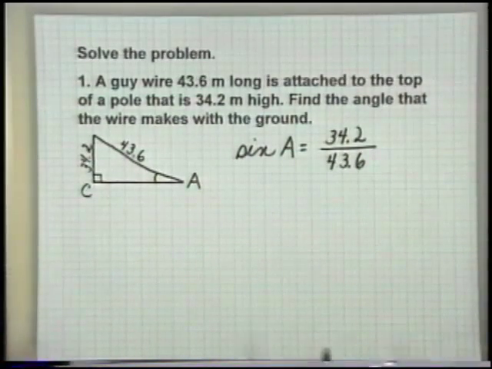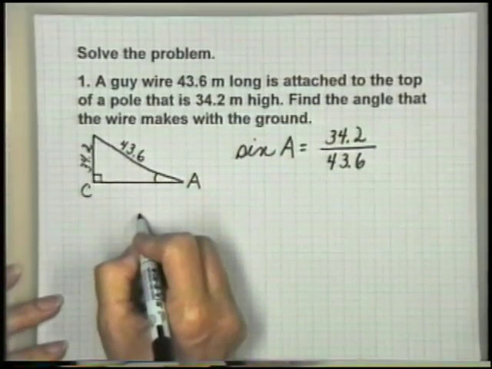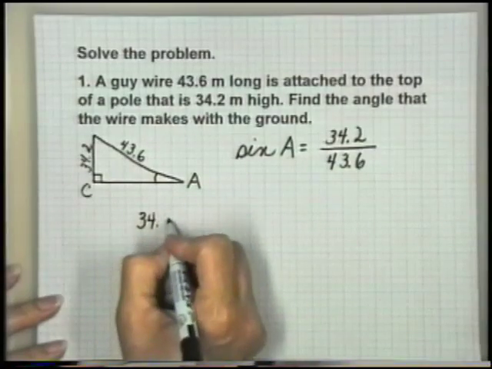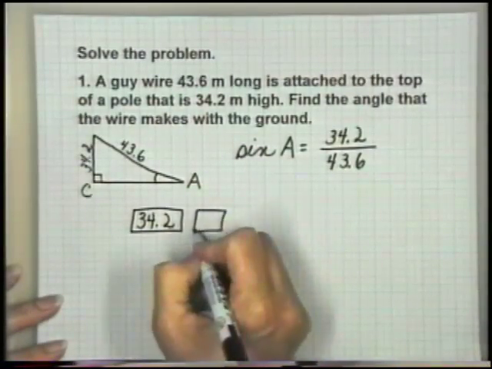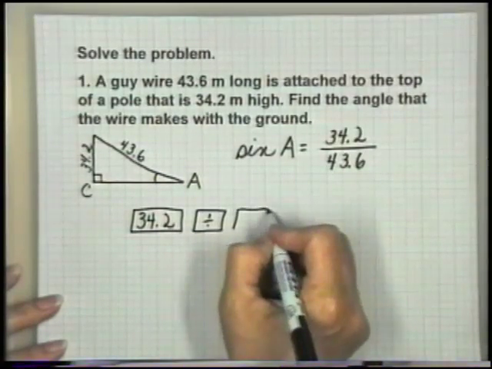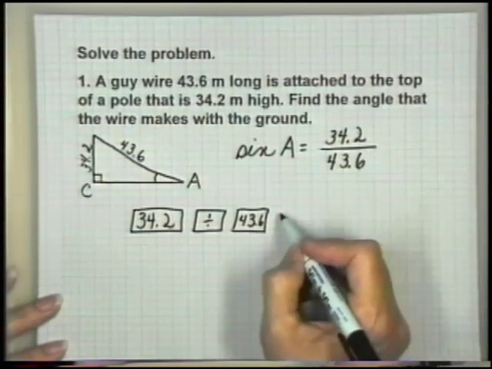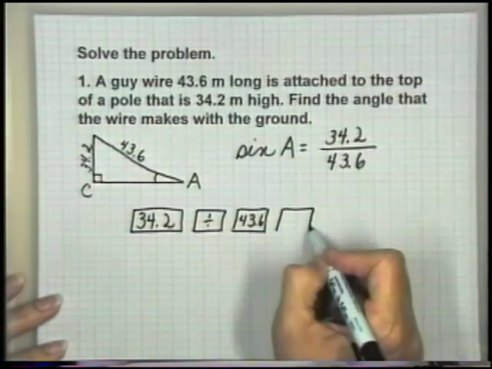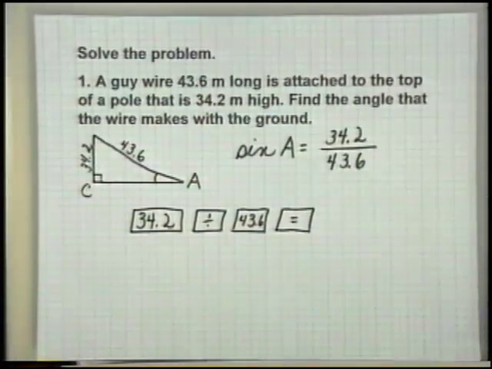So then I want to calculate that on my calculator. Now, I'm going to use a scientific calculator, and when I do, I enter the 34.2 divided by the 43.6, and then I push the equals to get it to divide.